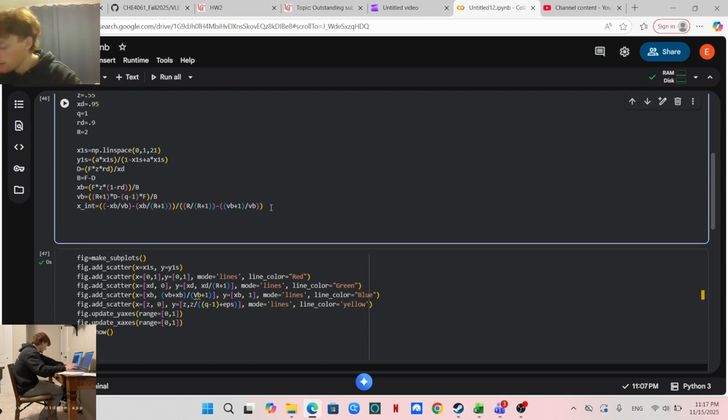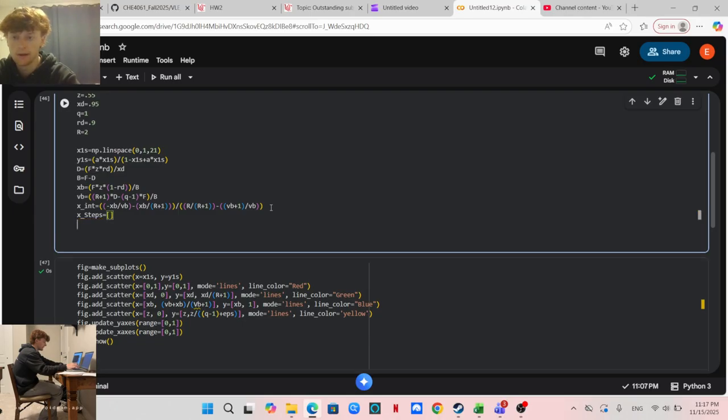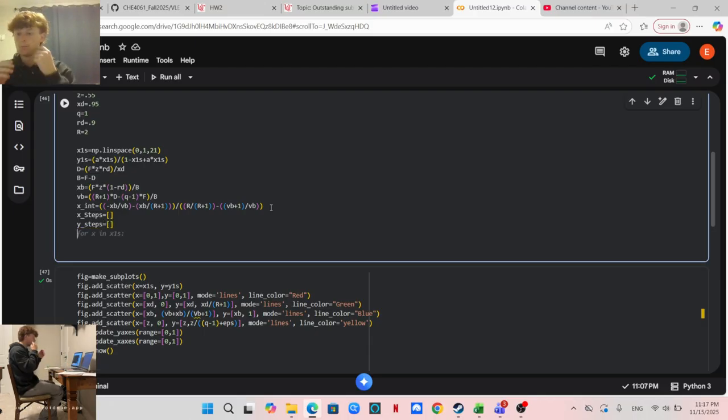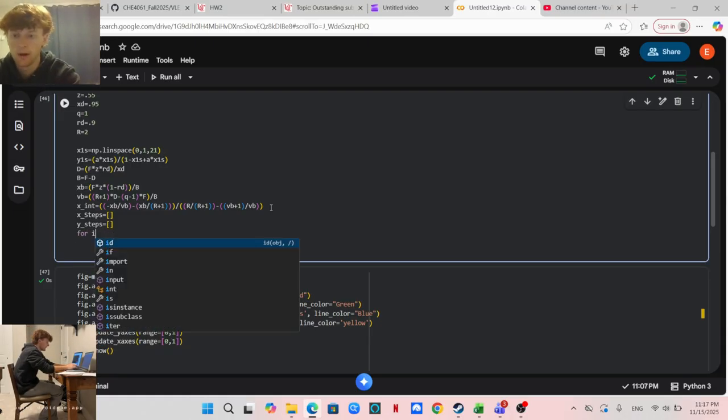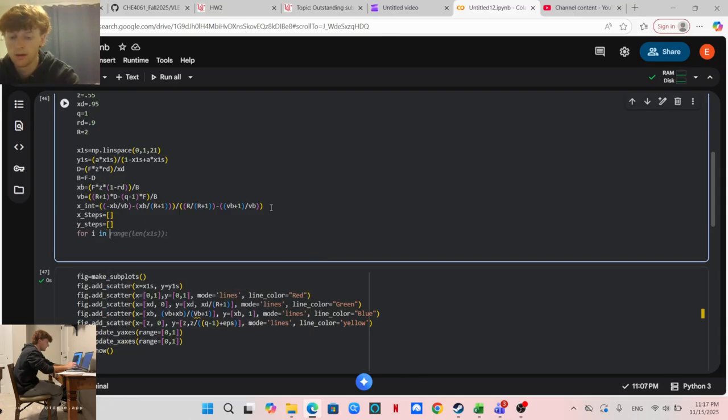Okay, so enter. Okay, and then we're going to create an open array for our y values, or for our steps. So we have x_steps, and this is going to equal just open brackets, and then we're going to have y_steps. This is going to equal open brackets to create an array. Okay, and then we're going to do a for loop. So we're going to do for i in range 100.